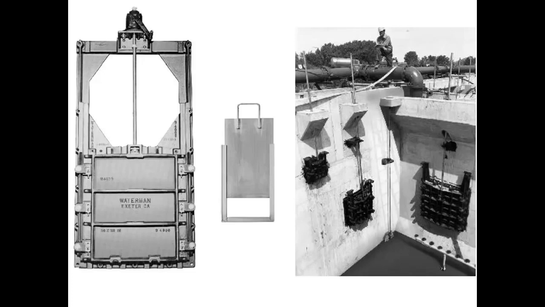It may not be the case any longer, but this is a flow equalization basin at a wastewater treatment plant. And you can see that there are a number of different gates here at different elevations. And the purpose for that is that depending on how much water is inside of the wet well, they want to be able to direct water to different places.